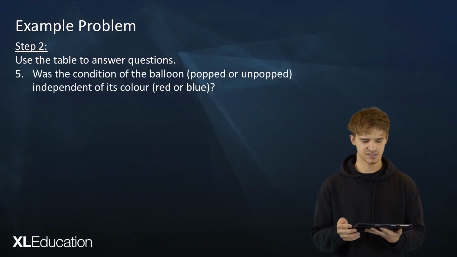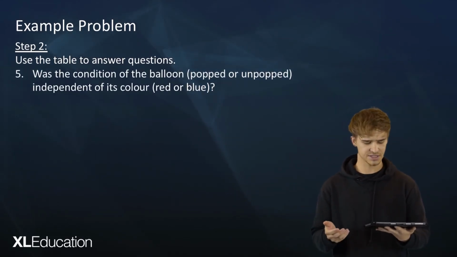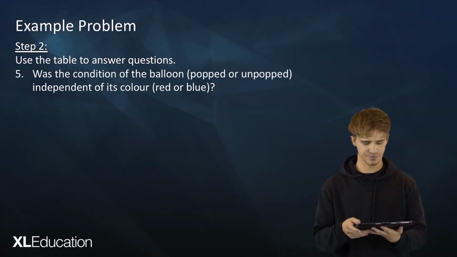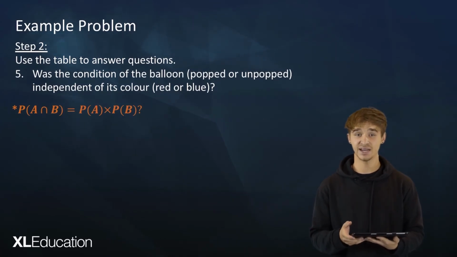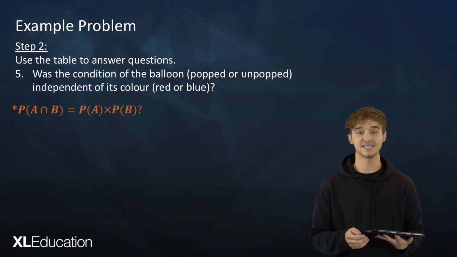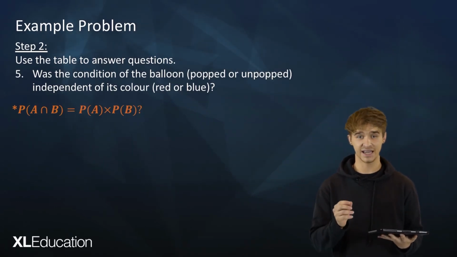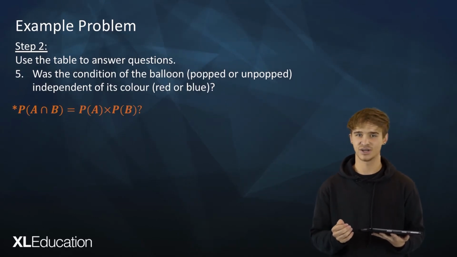Question 5 asks, was the condition of the balloon, whether it's popped or unpopped, independent of its color, red or blue? Recall that for an event A and B to be independent of one another, the probability of A and B must equal the probability of A multiplied by the probability of B. Let's see if that applies to our situation.